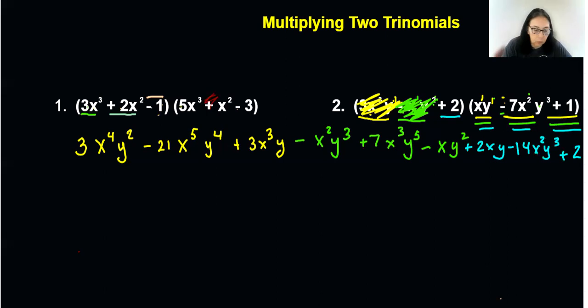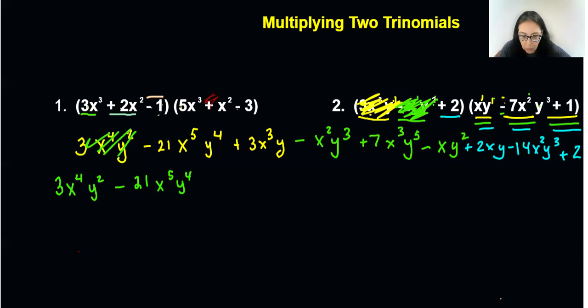I wonder if we have any like terms in here. We're going to start right from the left end, and we're going to write it all out. So I've got an x to the fourth y squared. Do any of the other terms have an x to the fourth y squared? No. So I'm going to just write that. 3x to the fourth y squared. Gone. Now x to the fifth, y to the fourth, any of those? No. Negative 21 x to the fifth, y to the fourth. No like terms there. x cubed y. Do I have any x cubed y's? No. So I got plus 3x cubed y.